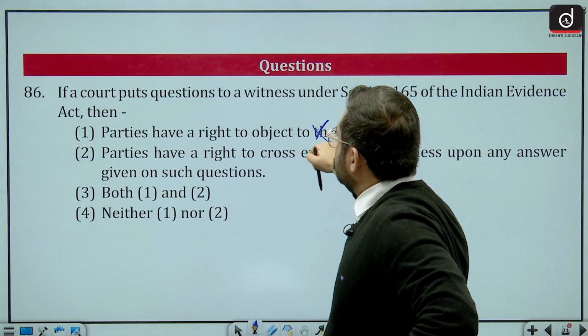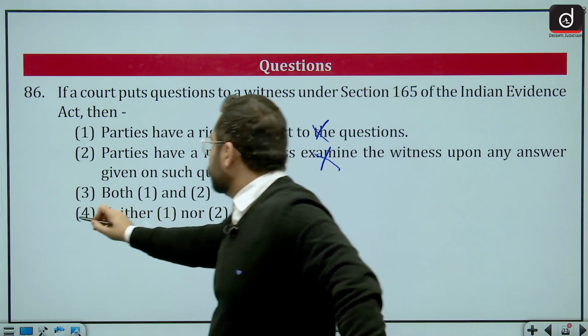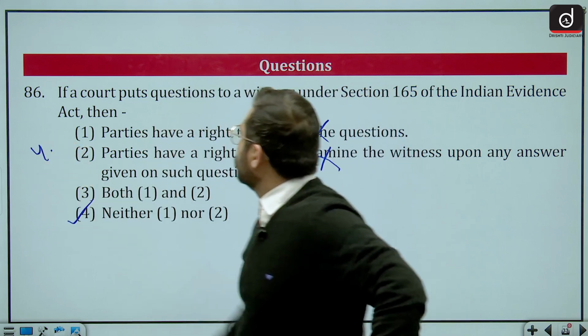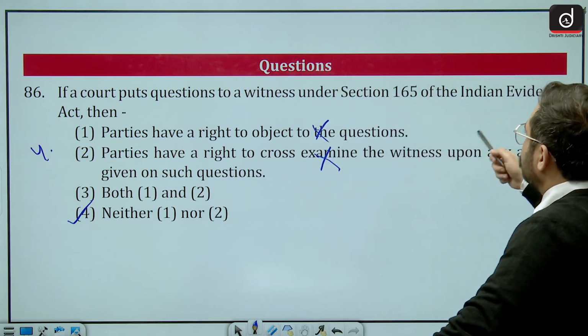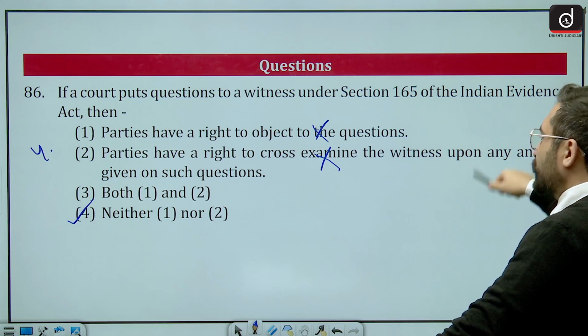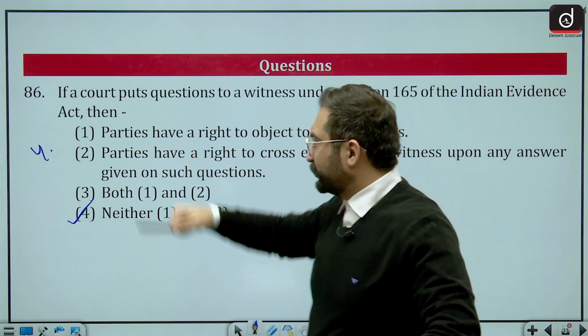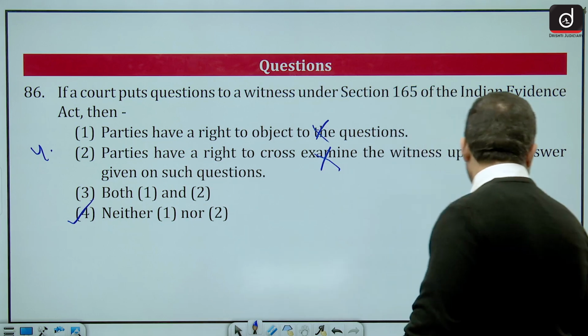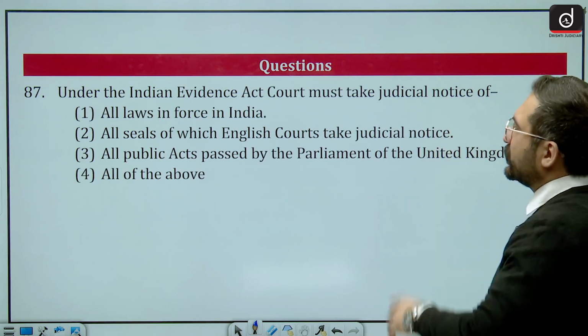If the court puts a question, then neither one nor B. This is your answer, 4. Because if a court puts questions to a witness under this, then parties have the right to cross-examine, no. So neither one nor 2. 4 is your answer. बहुत स्ट्रेट फॉरवर्ड क्वेश्चन है, एक भी क्वेश्चन में मेहनत नहीं है.